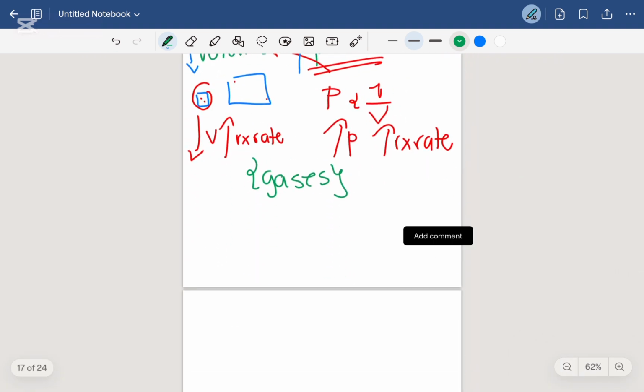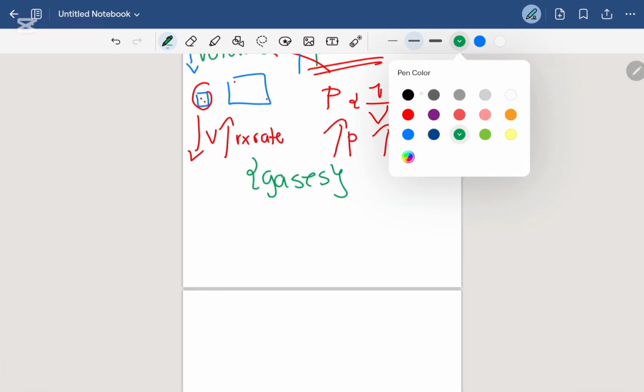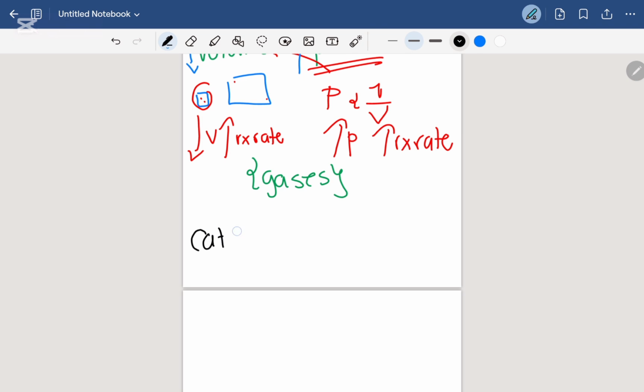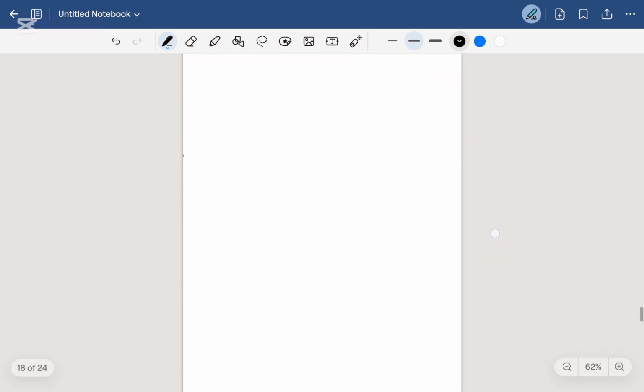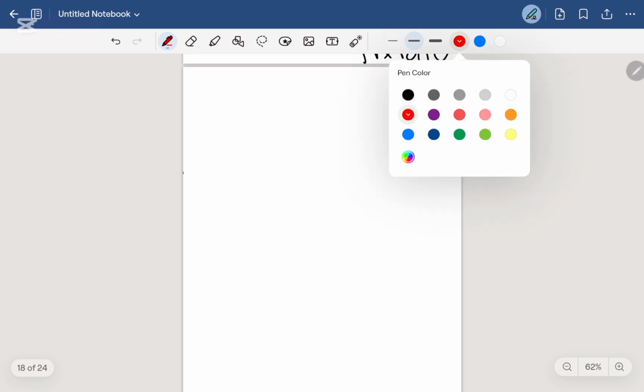Now, last but not least, we have catalysts. Catalyst, I will write something really quick, then we will go later in the explanation into a deep meaning about catalyst. So, if you increase the amount of catalyst, then you will increase the reaction rate. So definitely, an increase in the amount of catalyst will increase the reaction rate. We will see later on why.